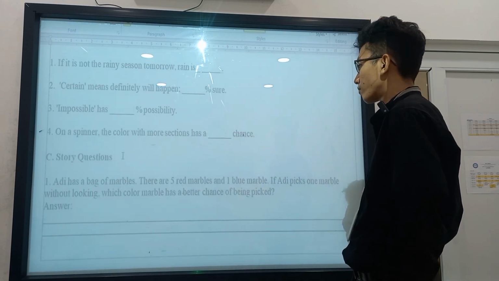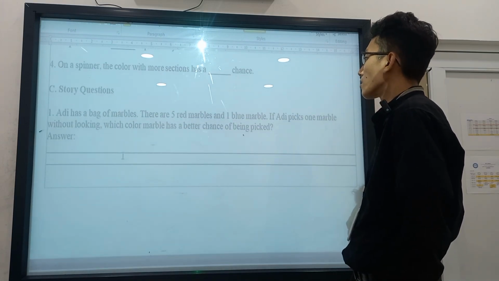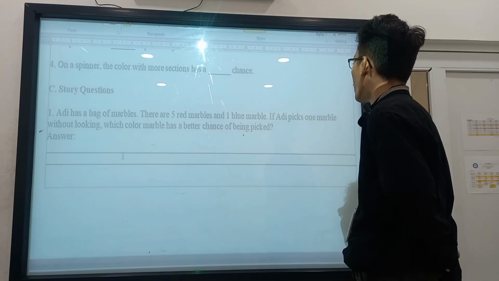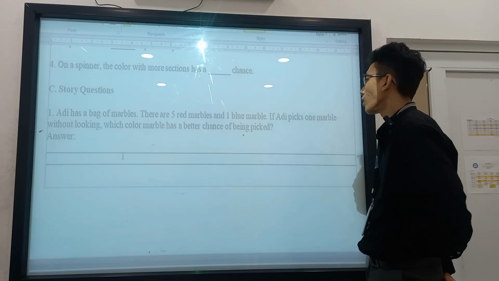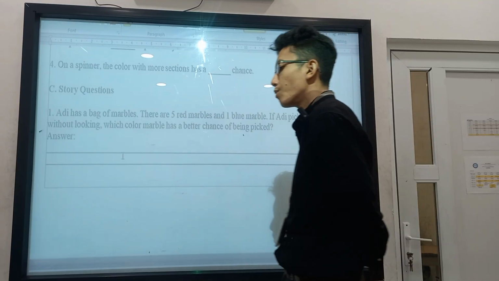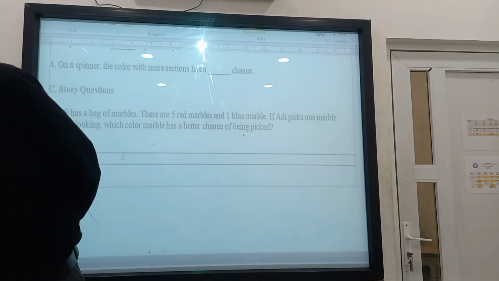Okay. C, number one. Adi has a pack of marbles. There are 5 red marbles and 1 blue marble. If Andy picks one marble without looking, which color marble has a better chance of being picked? Can I use the marker? Sure.